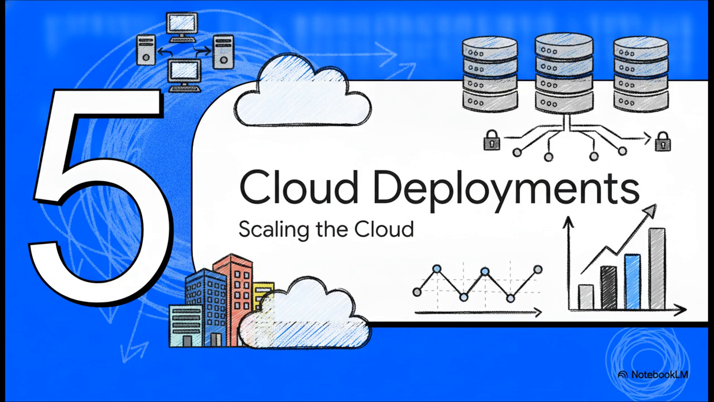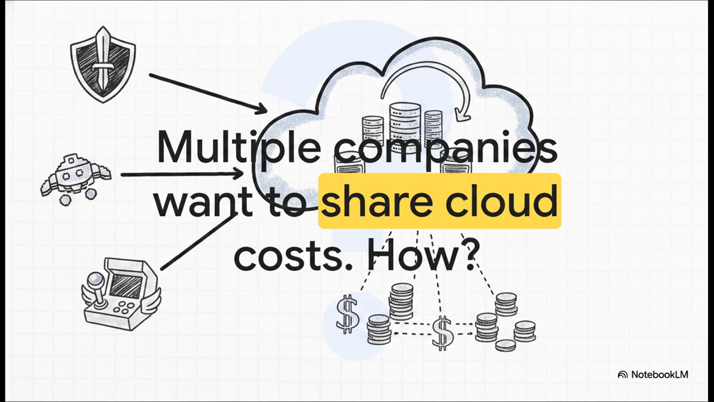Section 5. Cloud Deployments and Characteristics. Scaling the cloud. Okay, let's test your knowledge with a scenario straight out of the CompTIA playbook. Imagine multiple different gaming companies, all operating in the same industry sector. They want to share a massive, high-performance cloud infrastructure to host their servers, but naturally, none of them want to bear the astronomical cost all by themselves. So, what specific cloud deployment model do they use?